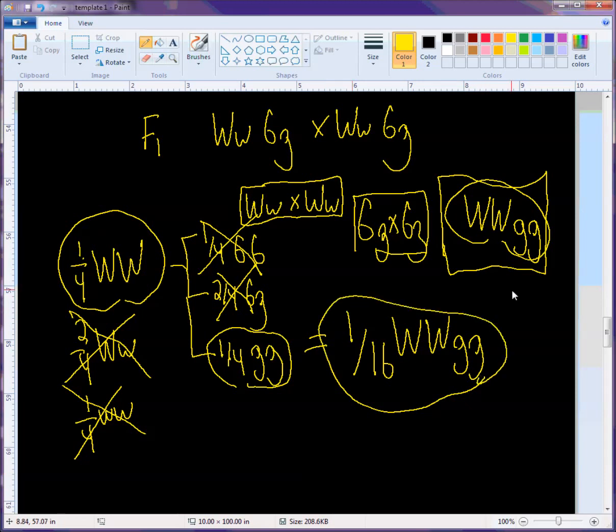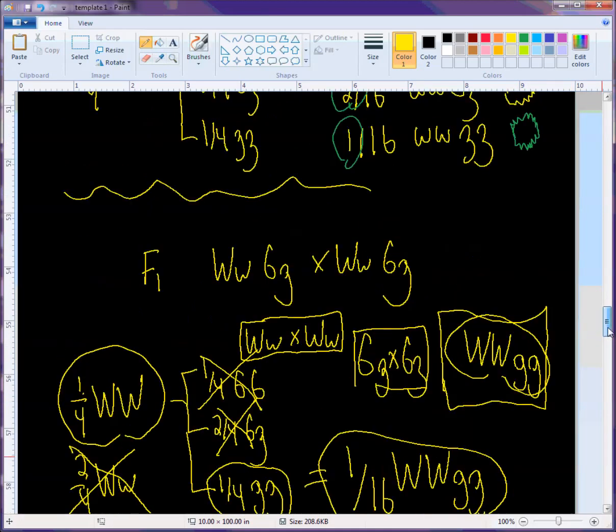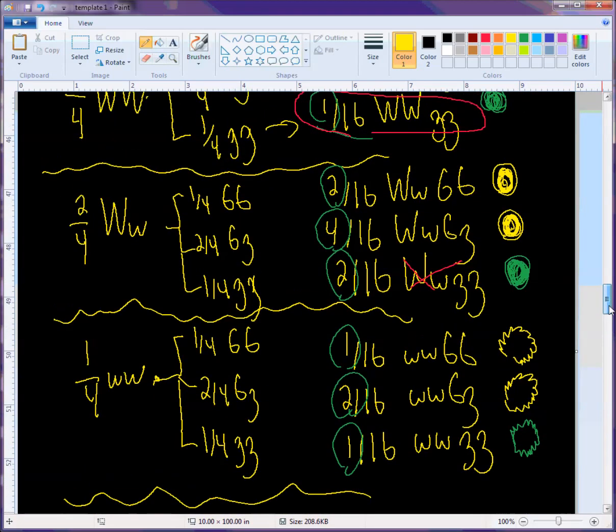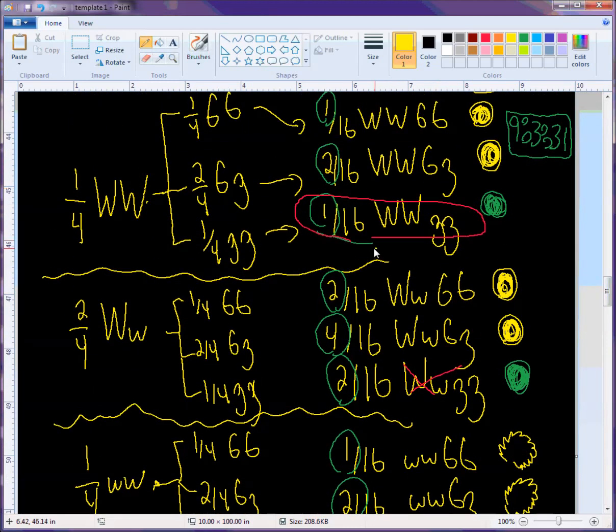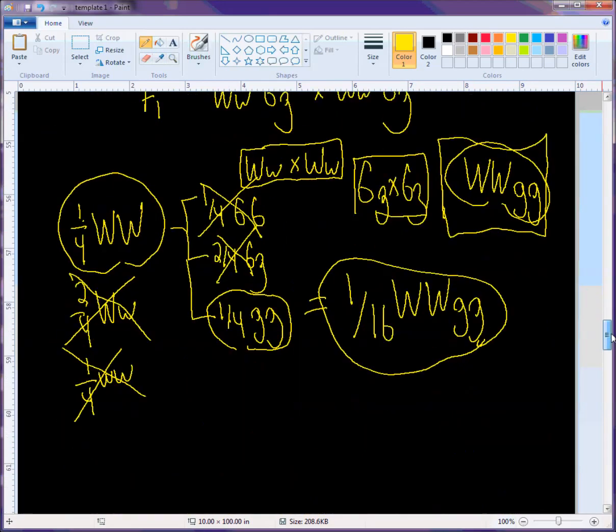Okay, so that would be the shortcut way to approach that problem. Again, if we went up here and did the whole forked line method, we would see that, yep, 1 out of 16 have the 2 big W's and the 2 little g's, just like we got when we used this shortcut method, and just look specifically at the genotypes we're interested in.